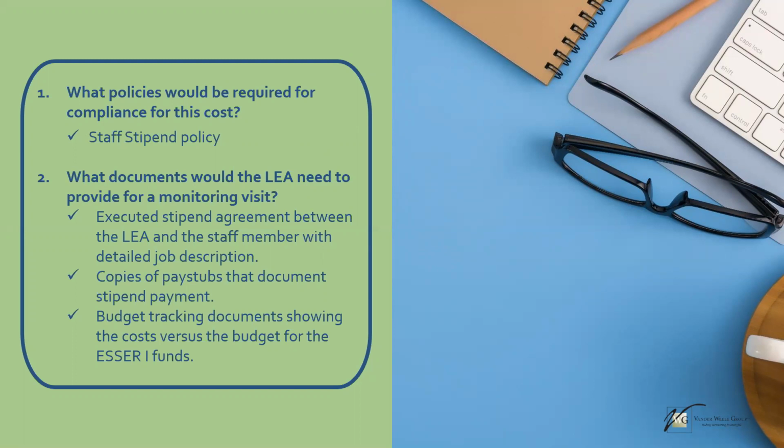For the documents of what we would need to see in a monitoring visit, you would need to see the executed stipend agreement between the LEA and the staff member, really laying out what new roles and responsibilities the staff member is going to be taking on, how much compensation the staff member is going to be getting, and that it's signed by both parties. Copies of pay stubs that document stipend payment, and then budget tracking documents showing the cost versus the budget for the ESSER-1 funds.